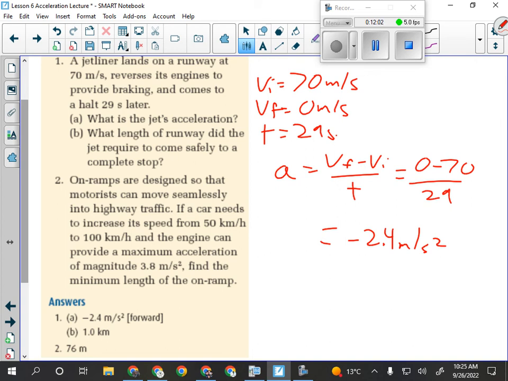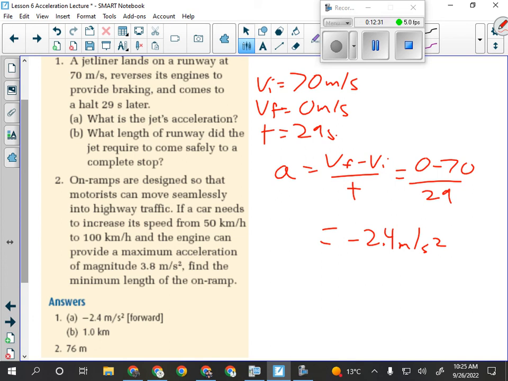I hate when they do something like negative forward. Just say backward. Yeah, it sounds silly. I never say negative east when I mean west. And I never say you're negative right, because that's just wrong. That's terrible. Okay, what's the length of the runway the jet requires to come safely to a complete stop?